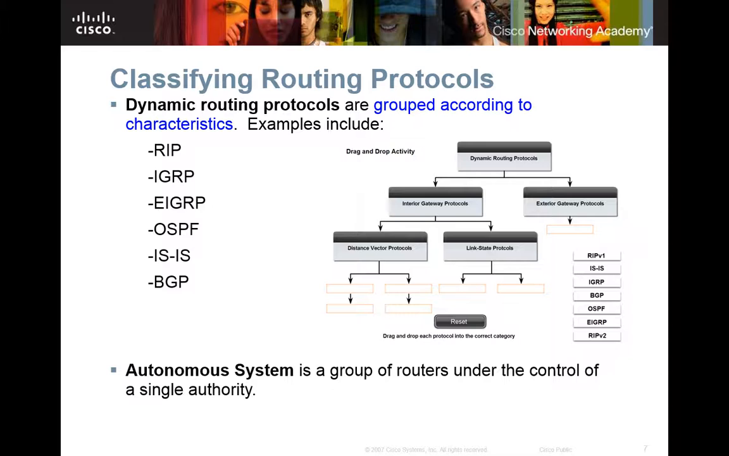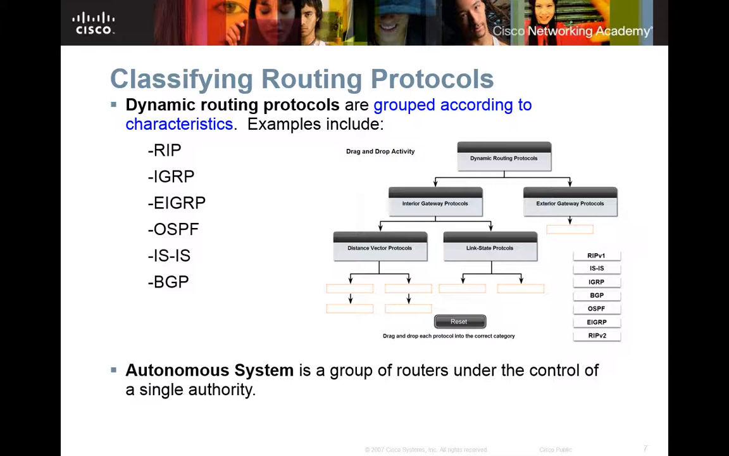Notice we have this little cool drag and drop functionality in CCNA, so you can kind of get to see what a test would look like. Tell me which ones are which. Well, y'all don't know. But you have distance vectors, which are going to be your RIP, RIP2, IGRP, and EIGRP. Your link state is your OSPF and your IS-IS.